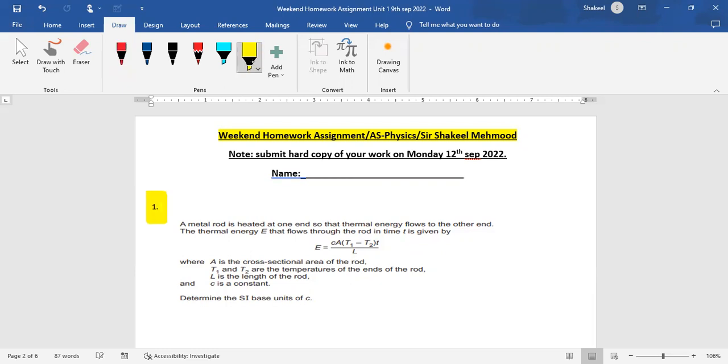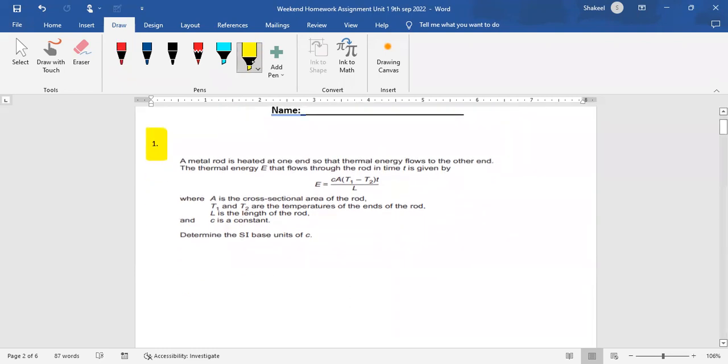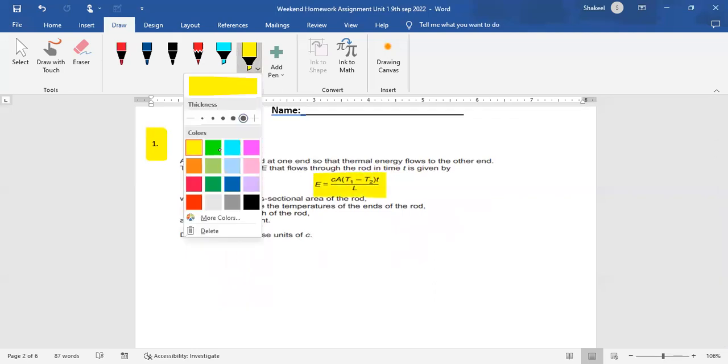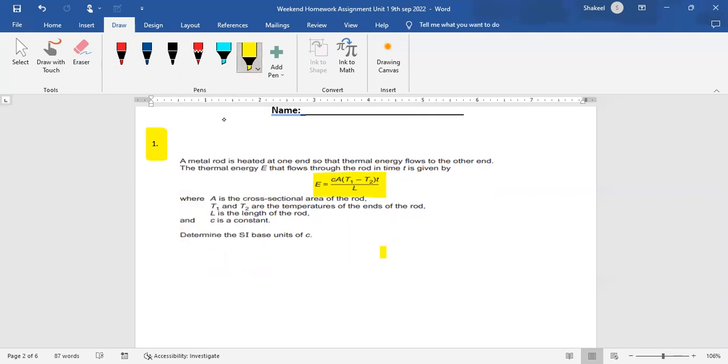First of all, let's start with this question number one. Well, in the statement, there is an equation which is given right over there. And then, of course, all the quantities are explained. Let's say E is the thermal energy, and then A is the cross-sectional area, and then T1 and T2 are the temperatures, of course, with the Kelvin unit, L is the length, and C is the constant. And they said that you have to find the SI unit for C.